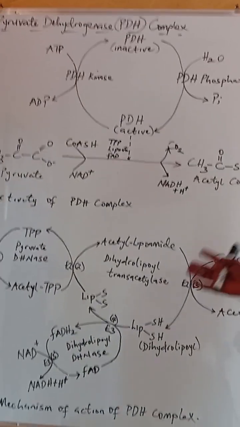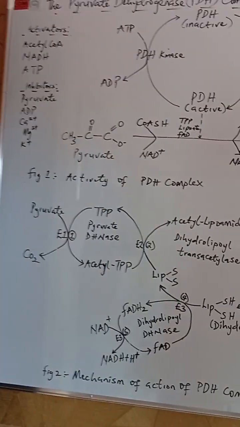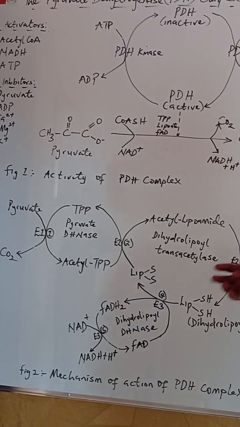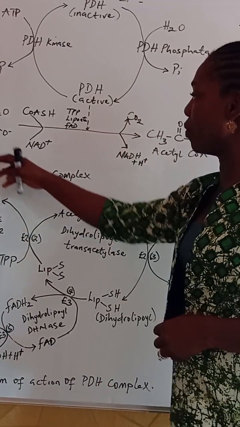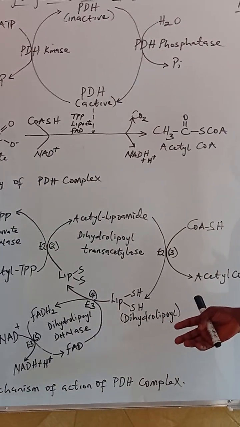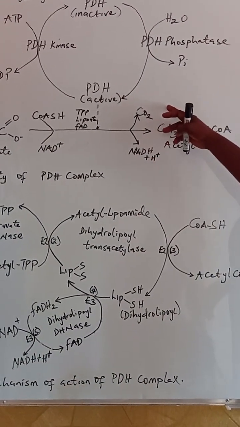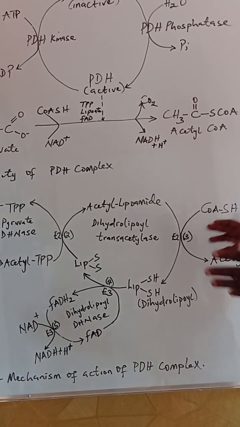Now, let's look at the mechanism of action of pyruvate dehydrogenase complex. Initially, we say it's just the removal of CO2 and subsequent addition of coenzyme A to pyruvate that gives us acetyl-CoA, but it is not that simple. We see the products CO2, NADH plus hydrogen. How does this actually happen?